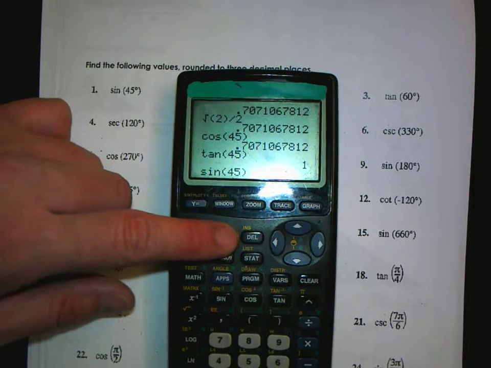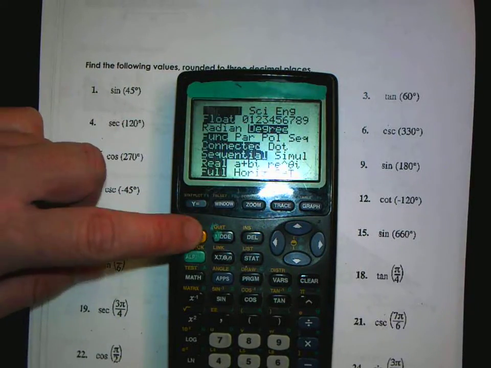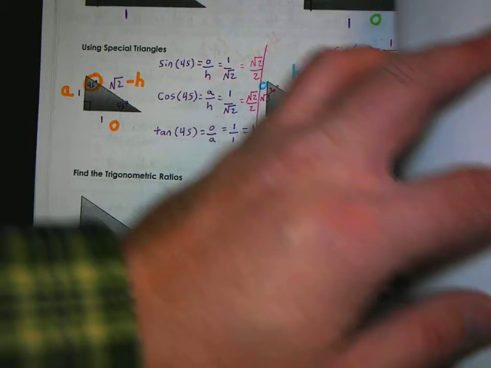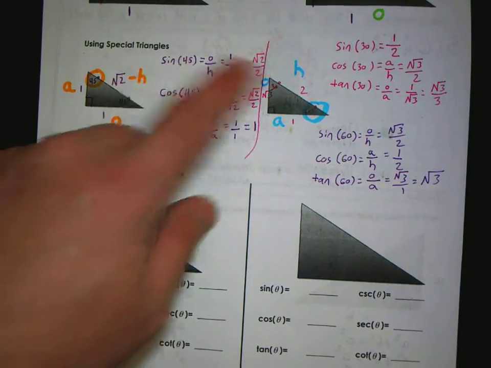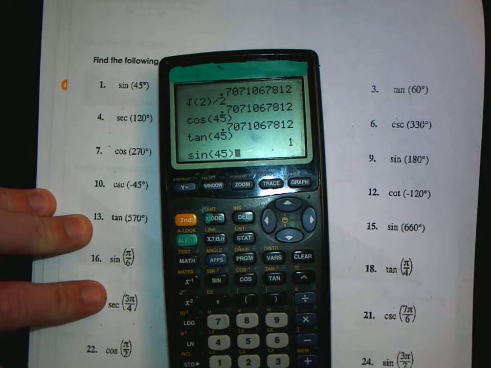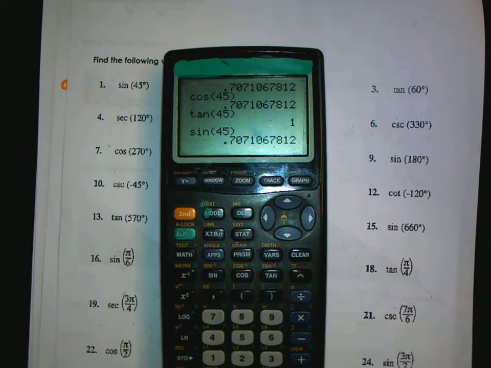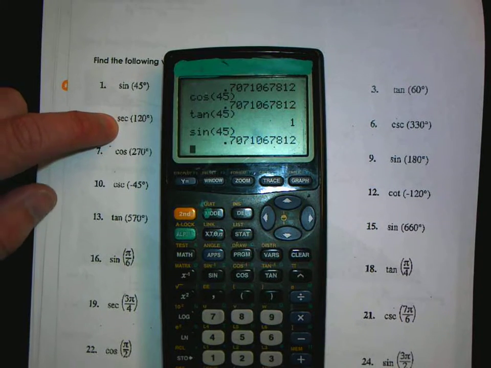Have to make sure you're in degrees. And it should spit out, what did we say sine was? Square root of 2 over 2, 0.707, right? So you'll write down 0.707. Secant of 120.